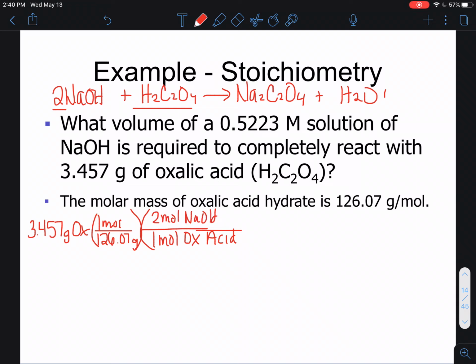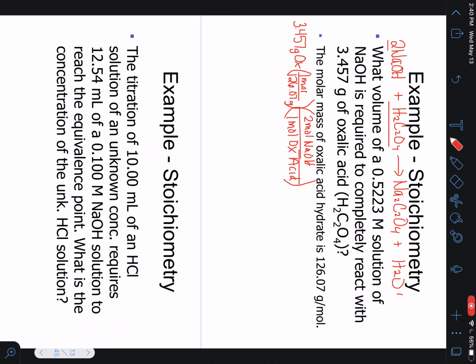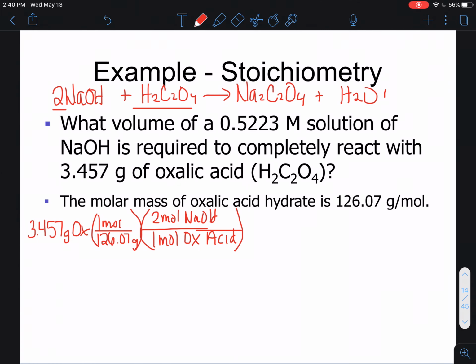Okay, so that's going to give us moles of sodium hydroxide that we need to neutralize the moles of oxalic acid. I'm going to plug this into my calculator, and this is going to give me the number of moles of sodium hydroxide needed to neutralize 3.45 grams of oxalic acid.